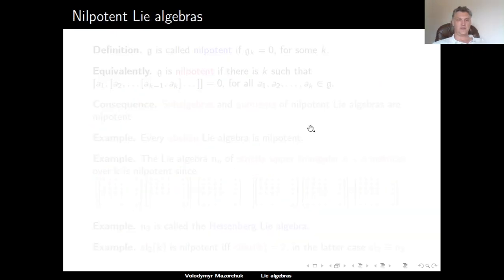Let us now define the notion of a nilpotent Lie algebra. A Lie algebra G is called nilpotent provided that some element of its lower central series is equal to 0. This means that the lower central series of such a Lie algebra stabilizes as 0.